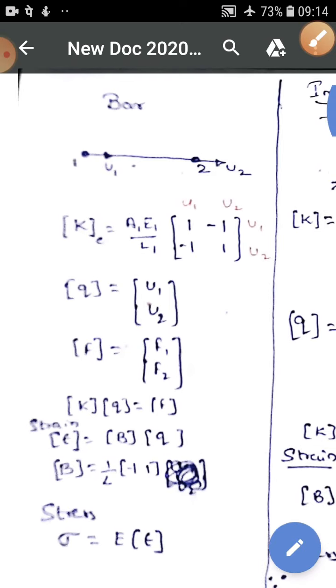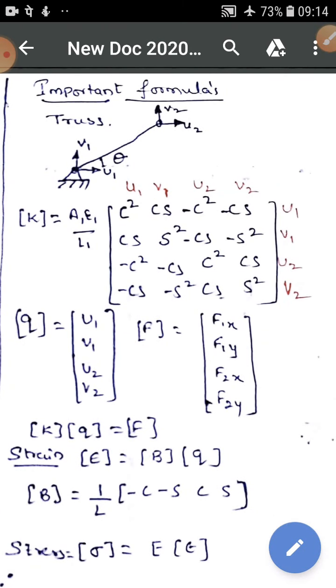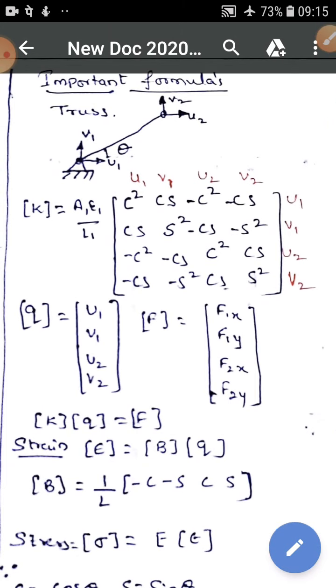Remember, the steps for solving the problem for bar, truss and beam are all the same. Similar. The only thing is the equations change. For the truss element also we have a stiffness matrix, a strain displacement relation, and a force matrix, but the only change is that the formula changes for it. We have to again solve K into Q is equal to F.